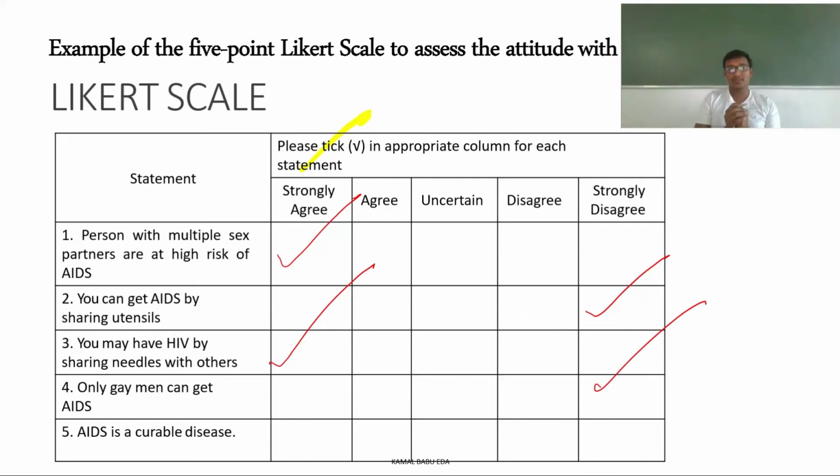AIDS is a curable disease. Is AIDS a curable disease? Just think. No, it is not a curable disease. You can only manage the person with AIDS. You cannot completely bring the person out of the disease. So I strongly disagree. AIDS is not a curable disease. So this is the LIKERT scale. Hope you understood. Here we are giving you a statement, and based on the statement you have to tick: strongly agree, agree, uncertain, or if you are not convinced with the statement, you disagree or strongly disagree. These are some of the examples.